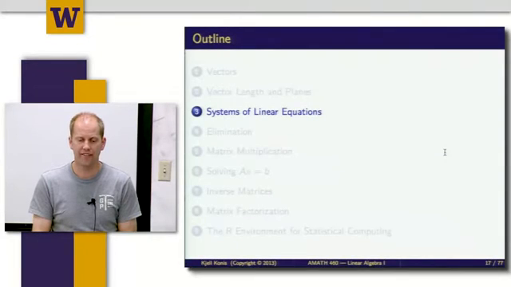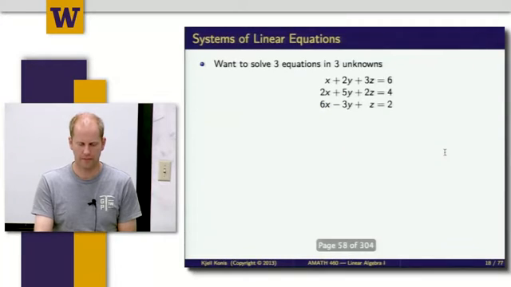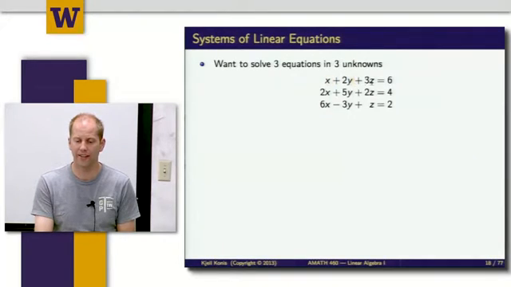Topic 3 is systems of linear equations. What I'm building up to is I want to be able to solve problems like this. So I have 3 equations in 3 unknowns. The unknowns are x, y, and z. And then each row here is 1 equation.